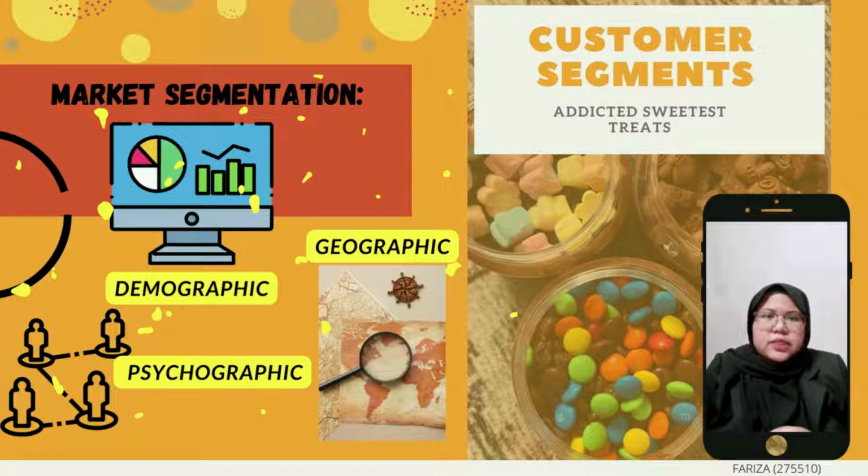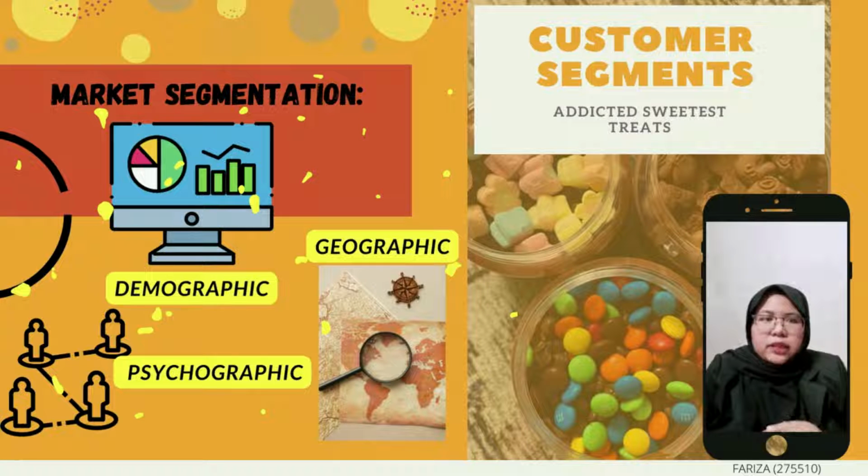So I will present the next part, which is market segmentation. Our Chocomonster company chooses to determine our target market by using these three basics of market segmentation, including demographic, geographic and also psychographic. So for demographic, we collect the information based on their gender, age, education and also level of income.